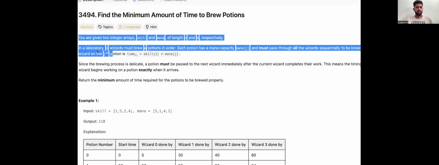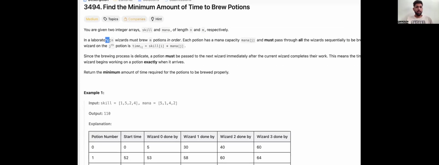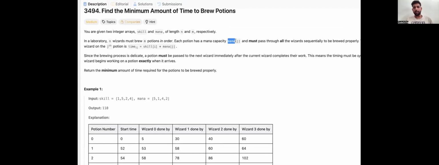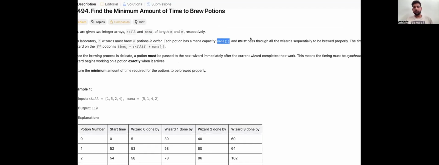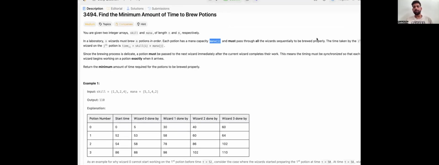You are given two integer arrays, skill and mana, I don't know how to pronounce it, maybe mana or mana, I don't know. So I will say mana, skill and mana of length n and m respectively. In a laboratory, n wizards must brew m potions in order. Each potion has mana capacity mana j, and must pass through all the wizards sequentially to be brewed properly.